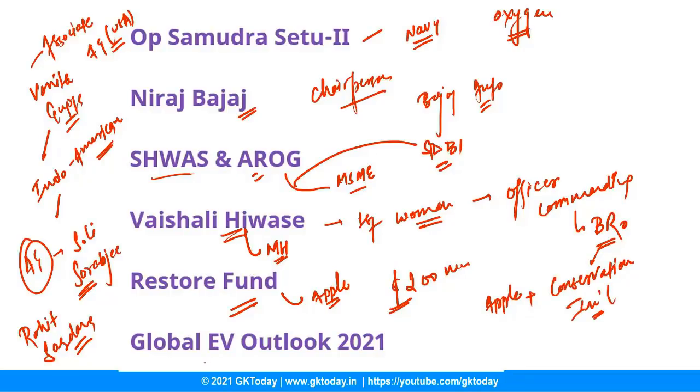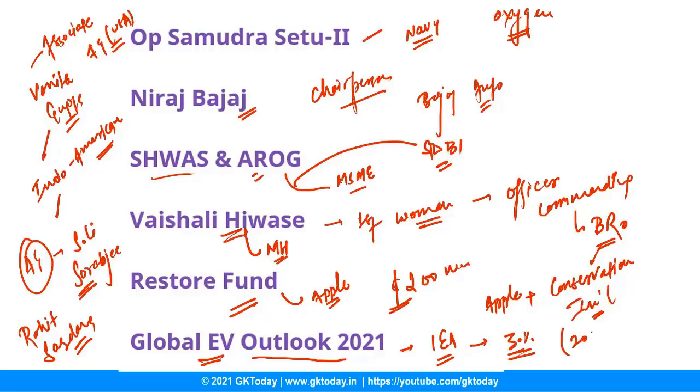Next is Global Electric Vehicle Outlook 2021. So this has been released by International Energy Agency. EV stands for electric vehicles. So as per this annual report, electric vehicles will be more than 30% of the new vehicles in our country by 2030.